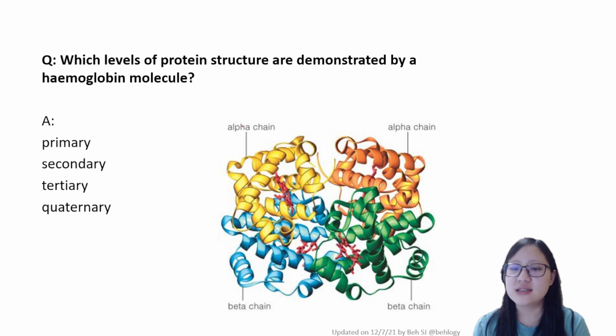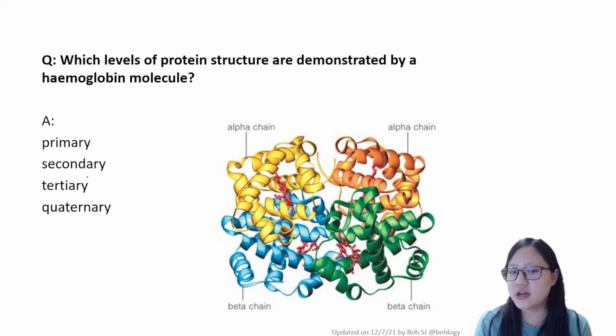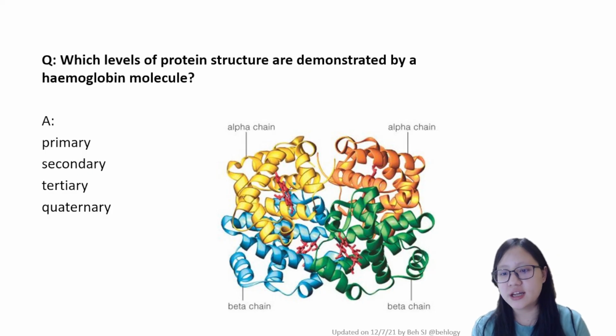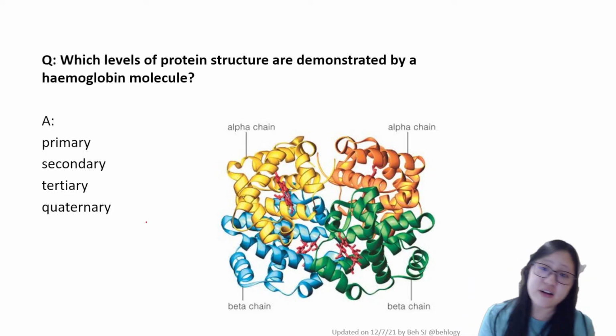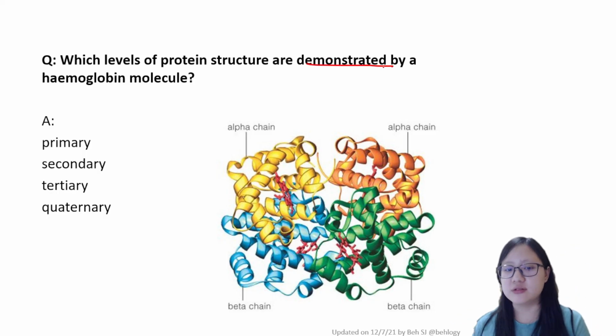Why? Because it does have a primary sequence, a primary structure, which then coils or folds, secondary, and coils. This coiling and folding results in a 3D structure, and the combination of more than one polypeptide chain results in a quaternary structure, and therefore it demonstrates all levels. It's at the highest level, but it demonstrates all levels.